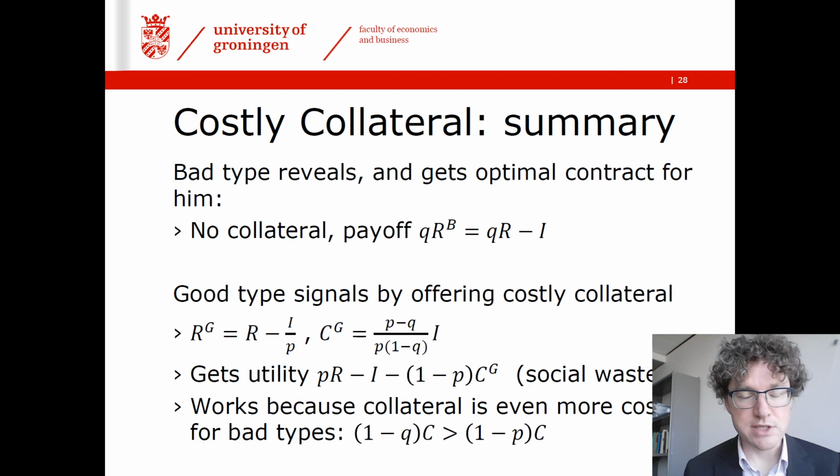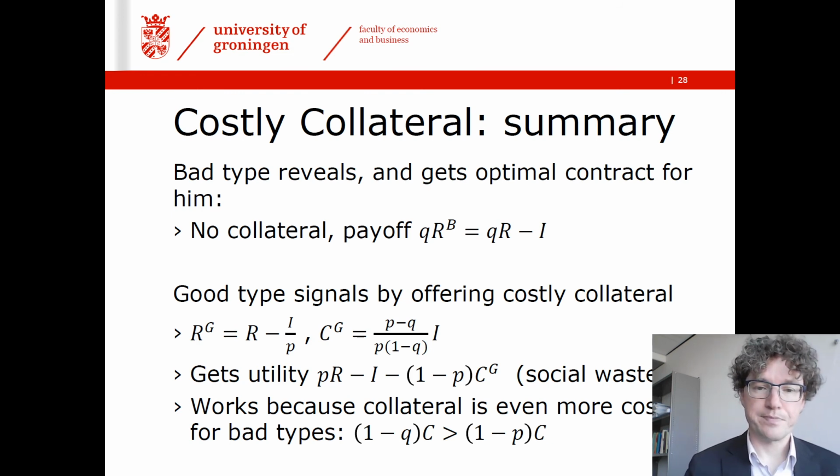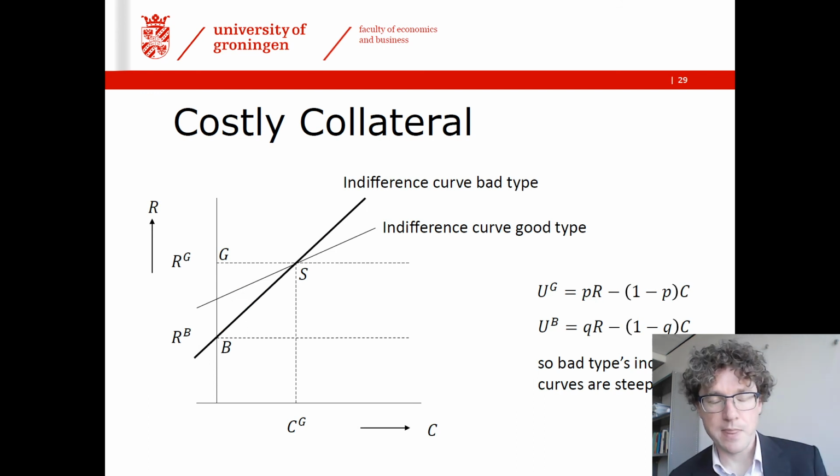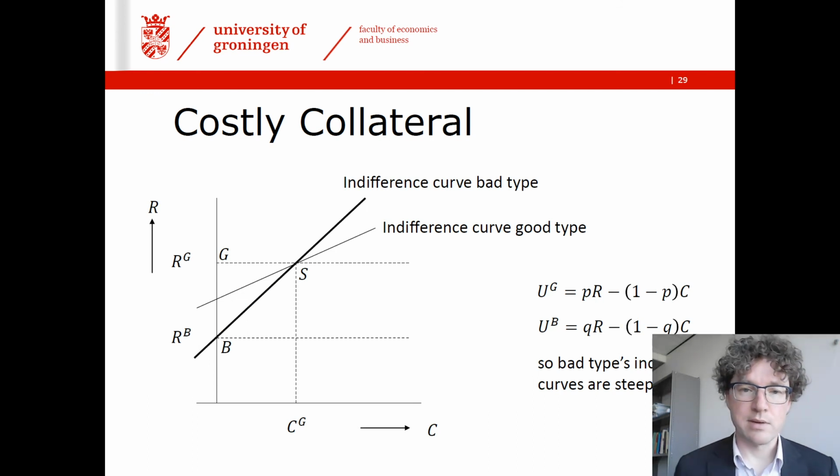And this works, this splitting, this separation between good and bad types works, because posting such collateral is even more costly for the bad types, who have a higher probability of failure than the good types have. So one might also, if you're more inclined to pictures, look at this solution in a graph.